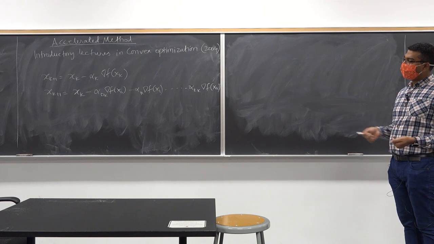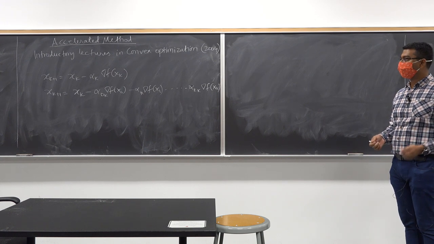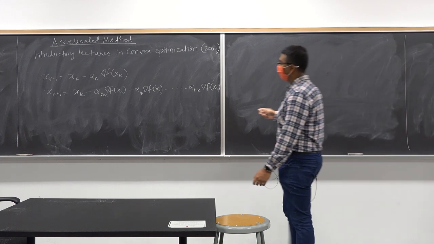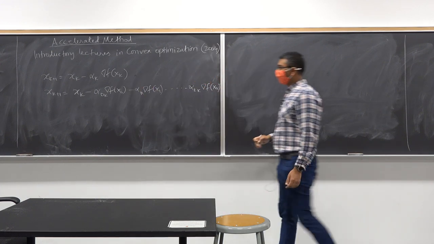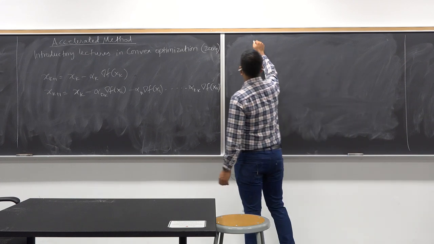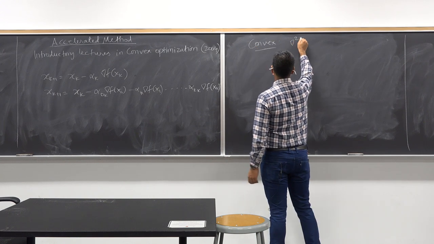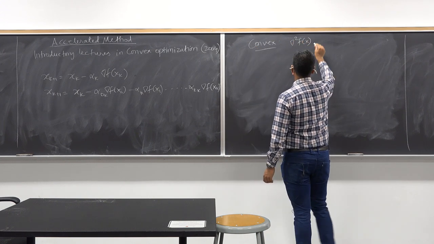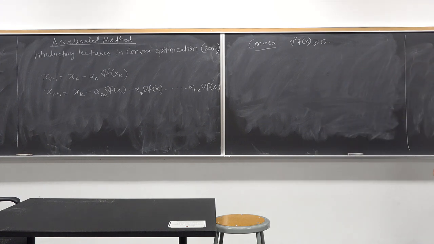So before I jump into the theory, I want to talk about the notion of convex function and strongly convex function. And then I want to talk about the convergence properties of gradient descent, the steepest descent method. A convex function, we all know, is one where the second derivative of f(x) is positive semi-definite. That's a convex function.